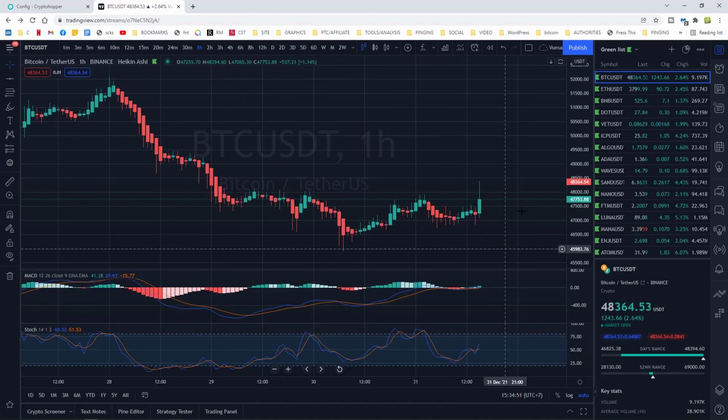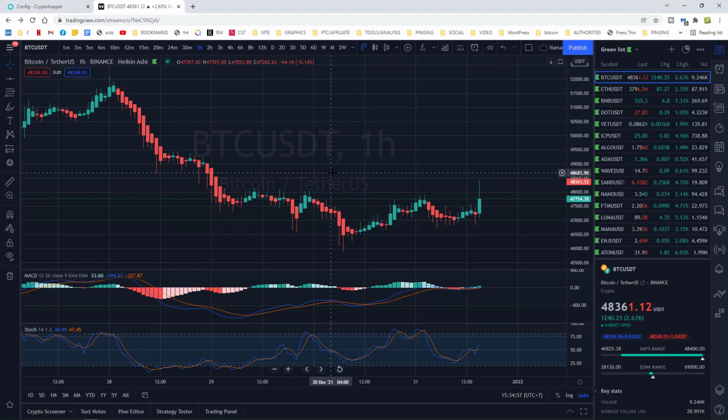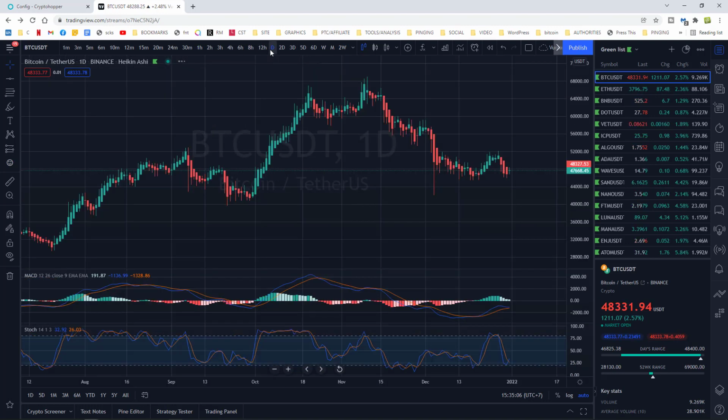I do like this little pump. That's good. Okay, so do you get my drift? If Bitcoin is low and it looks like it's bottomed, get greedy. If Bitcoin is high on the daily chart and it looks like it's topped out and it's going to start tanking, become really cautious.